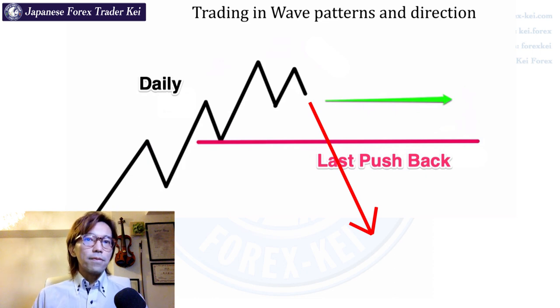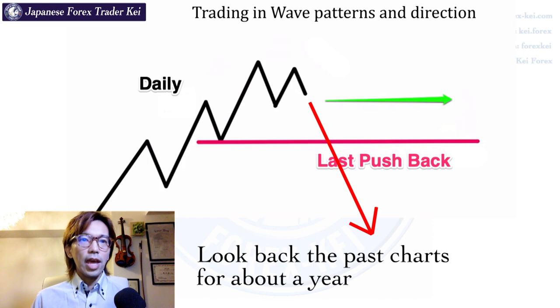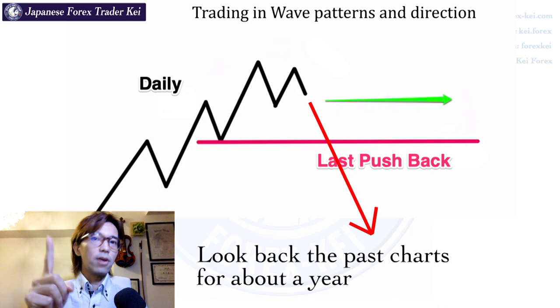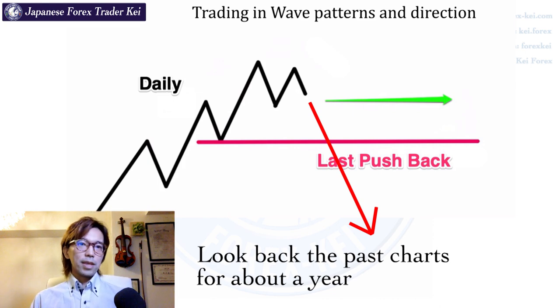And what I've also done is to look back at the past charts for at least about 1 year. I take the screenshots, print them out and lay them out on the table for the past 1 year on one single currency pair. When I did it, I picked the US dollar JPY pair because the currency and the economy were quite familiar to me, both United States and Japan. And I would look back and find where this last stand was on the past charts. Because when I do this, when the market moves in this pattern next time, I can instantly get a sense of how it's going to move.